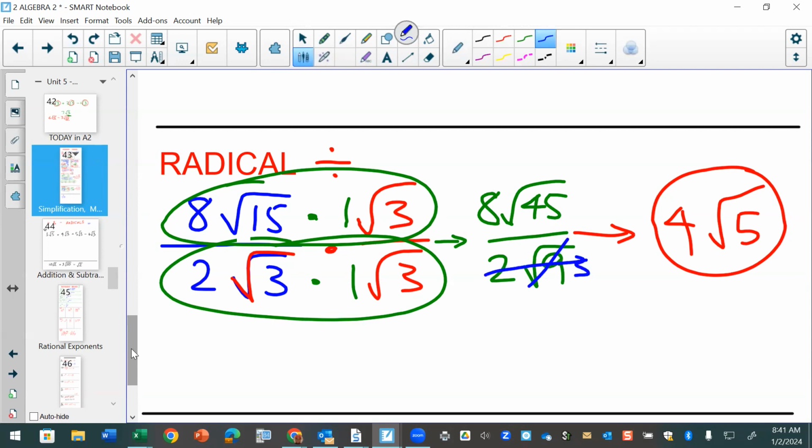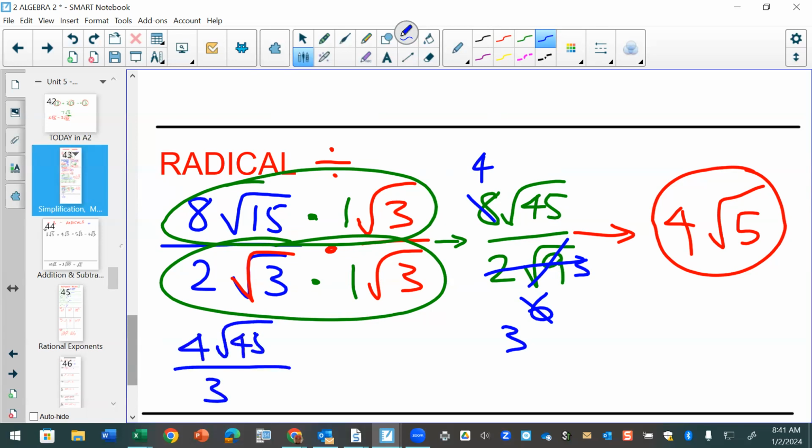2 times 3, 6. And now, what about 8 over 6? Simplify those, and you get 4 over 3. Okay. Are we seeing the same answer yet? No.